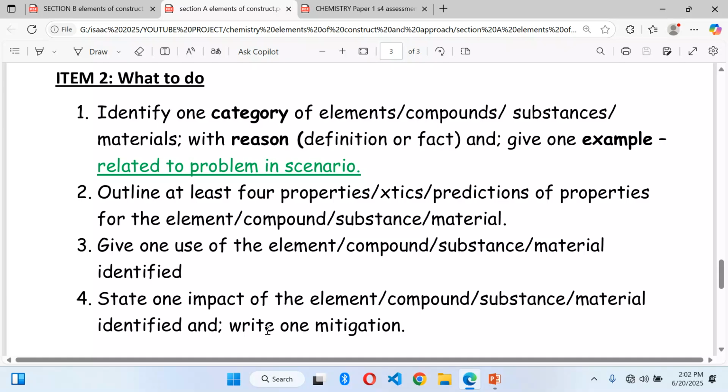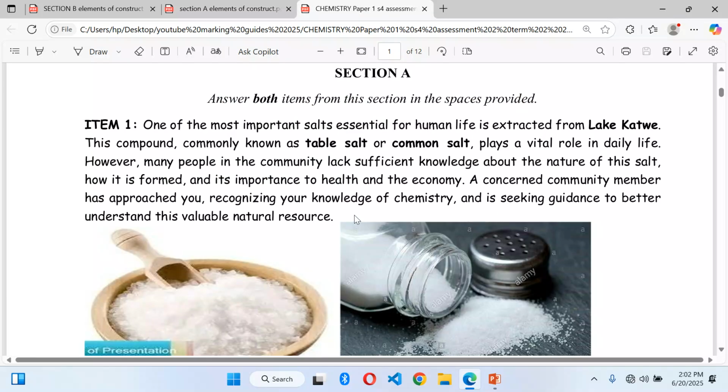So all our items in this paper, item number 1 and number 2, are coming from that element of construct. You might wonder why you have this item here yet it is for element of construct number 3 for item 2. So it is for us as Senior 4 candidates to get used to the answering approach of items in this section. Now let's go through the scenario.